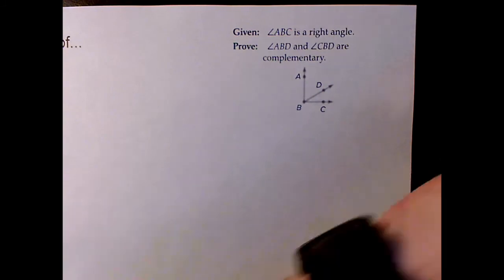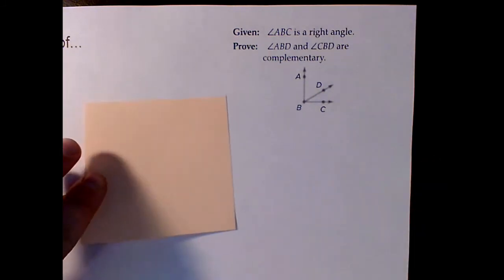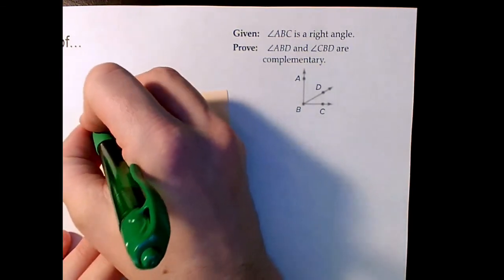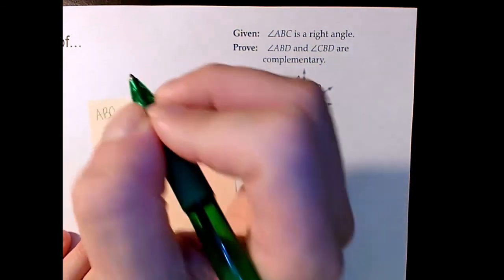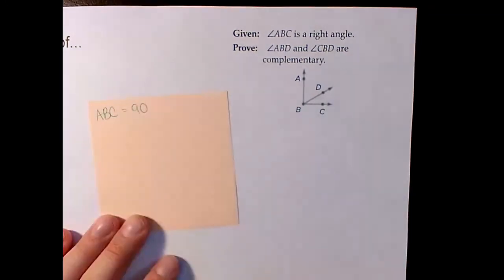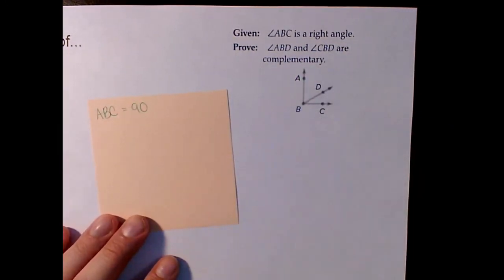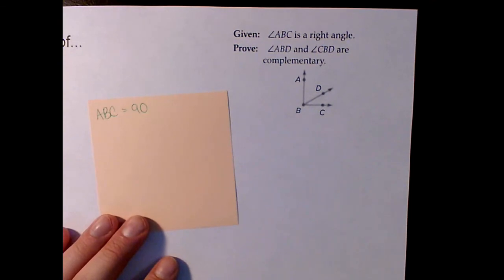Angle ABC is a right angle, which means by definition of a right angle, ABC equals 90. So that whole thing is 90. ABD and CBD are complementary. That's what I'm trying to prove. It seems, again, like this is almost too easy, but I have to show my steps.